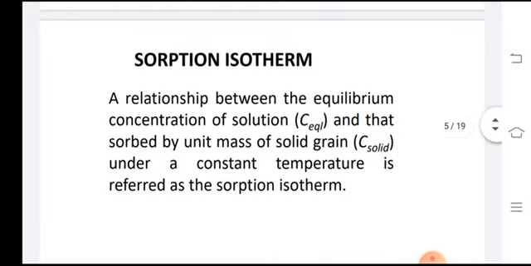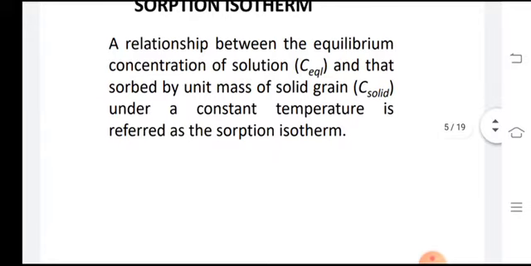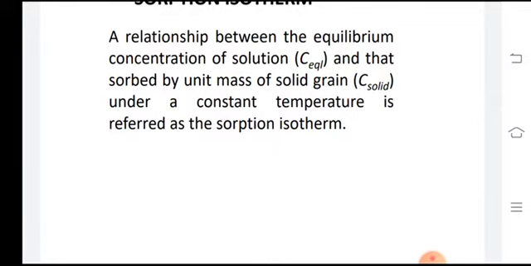So we have different sorption isotherms, with the help of which we will be developing a relationship between the concentration of the solute in the aqueous phase and the concentration of solute in the solid phase both. So a relationship between the equilibrium concentration of solute and that sorbed by the unit mass under a constant temperature is referred to as the sorption isotherm. In this case, we are considering that the temperature is constant.